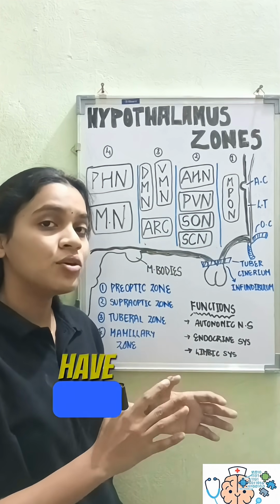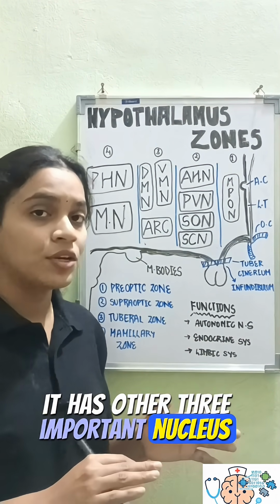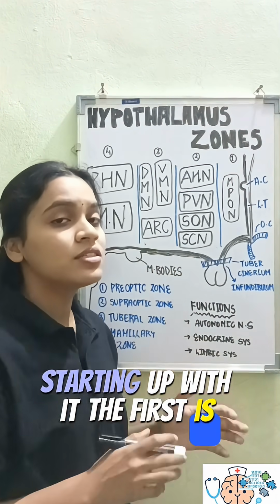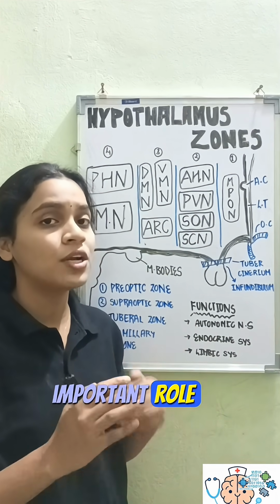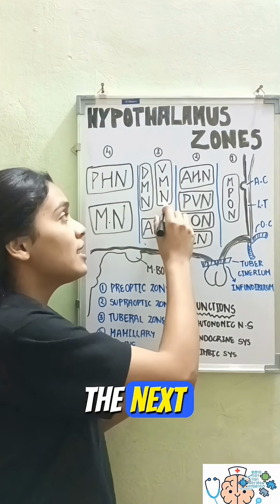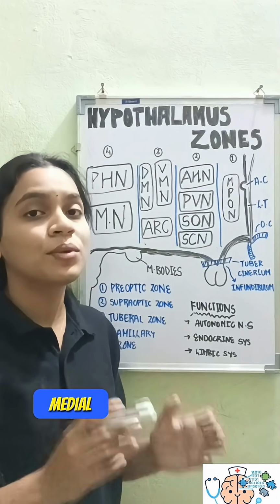Now the third zone you have is your tuberal zone, which is this one. It has three other important nuclei. Starting with the first, the arcuate nucleus. Now this arcuate nucleus plays a very important role in different body functions. The next one is your ventromedial nucleus and the next one is your dorsomedial nucleus.